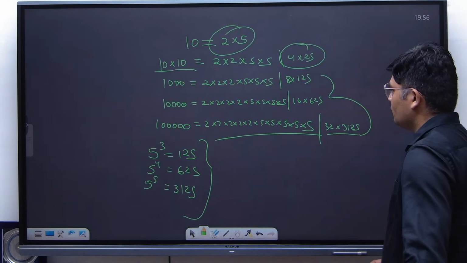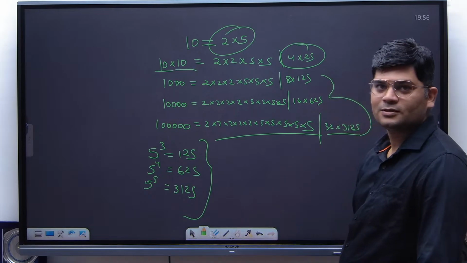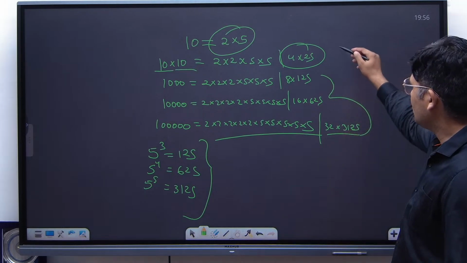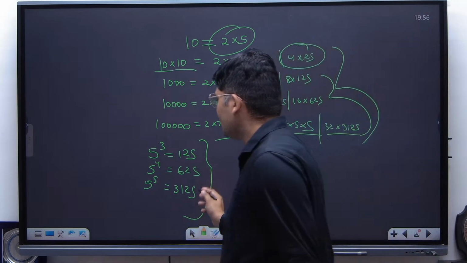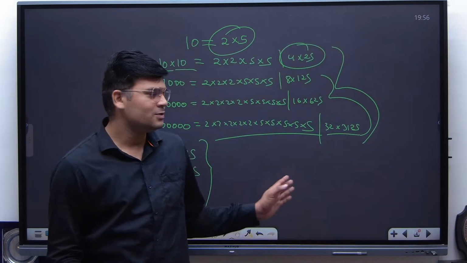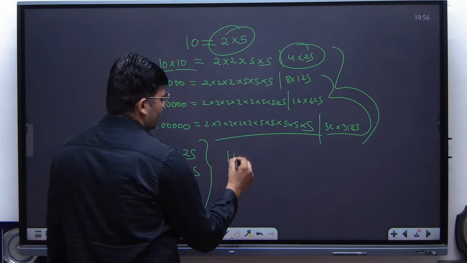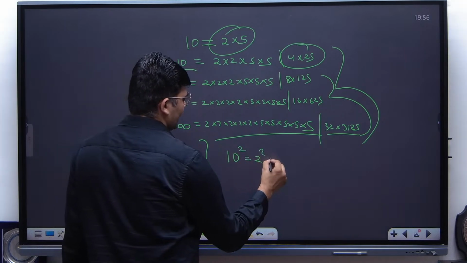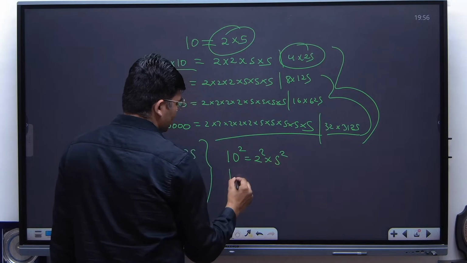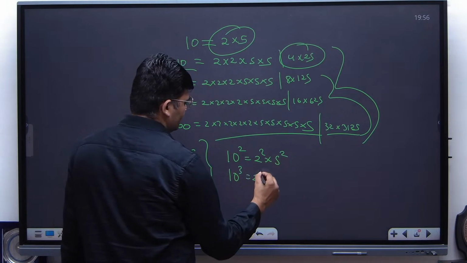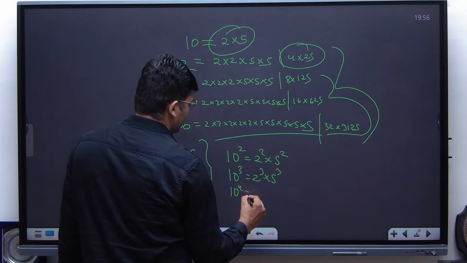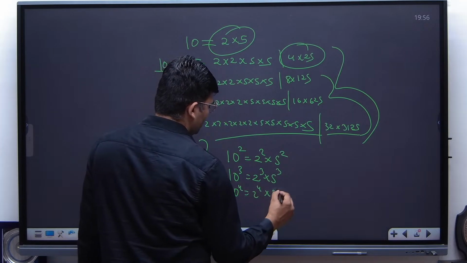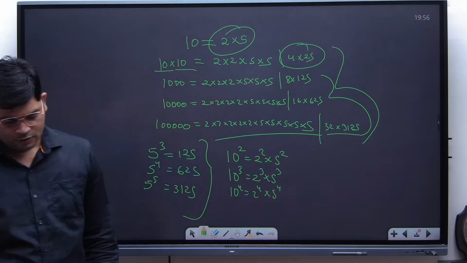Yeah. Why not? Write like this. You write like this as well. And if you want to write in the shortest form, you can write in this form as well. 10 square you can write like this, 2 square into 5 square. 10 cube you can write like this, 2 cube into 5 cube. 10 to the power 4 you can write like 2 to the power 4 into 5 to the power 4.